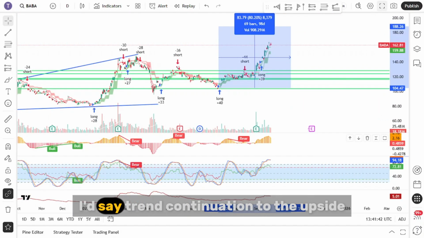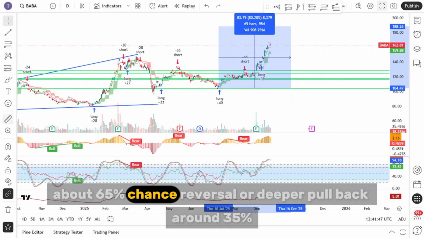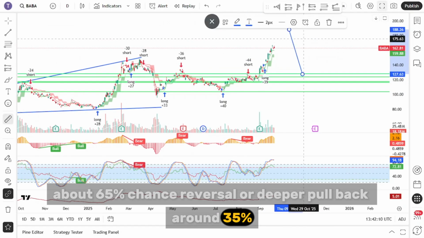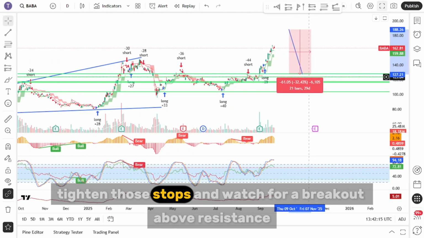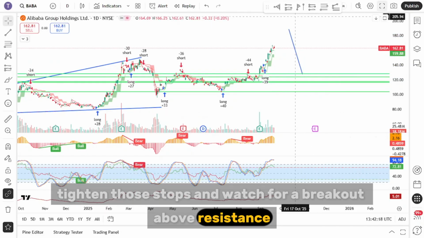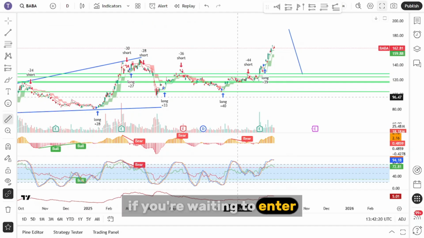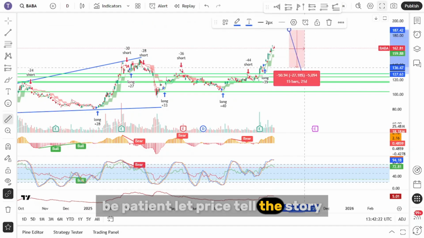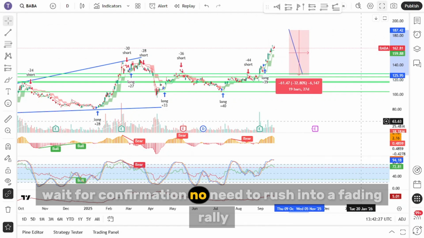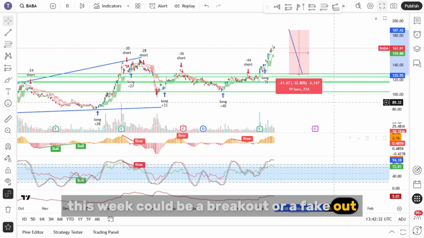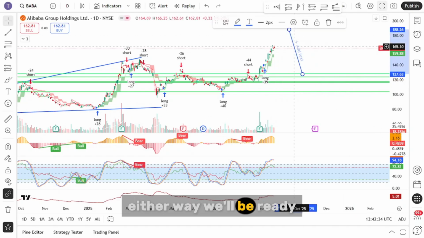Probability-wise, I'd say trend continuation to the upside, about 65% chance, reversal or deeper pullback, around 35%. So what's the move? If you're already long, tighten those stops and watch for a breakout above resistance. If you're waiting to enter, be patient, let price tell the story. And if you're thinking short, wait for confirmation. No need to rush into a fading rally. This week could be a breakout or a fakeout. Either way, we'll be ready.